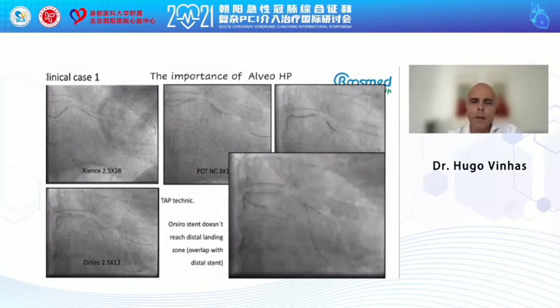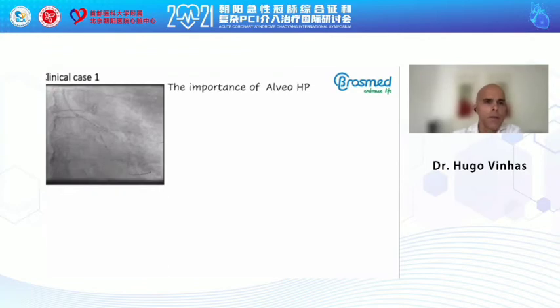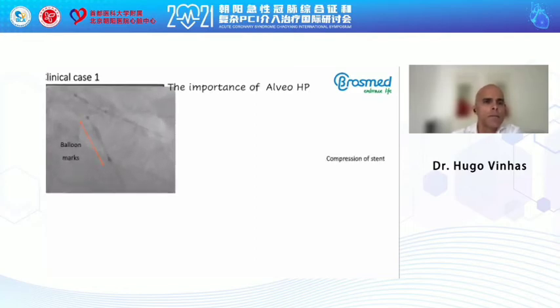So I pushed a little bit more, and after pushing, we can see that there is a compression of the stent. We can see these are the marks of the balloon on the stent. This is the stent. So I tried to retrieve the balloon and the stent together, but when I retrieve the stent, we can see that there is a dislodgement of the balloon from the stent.